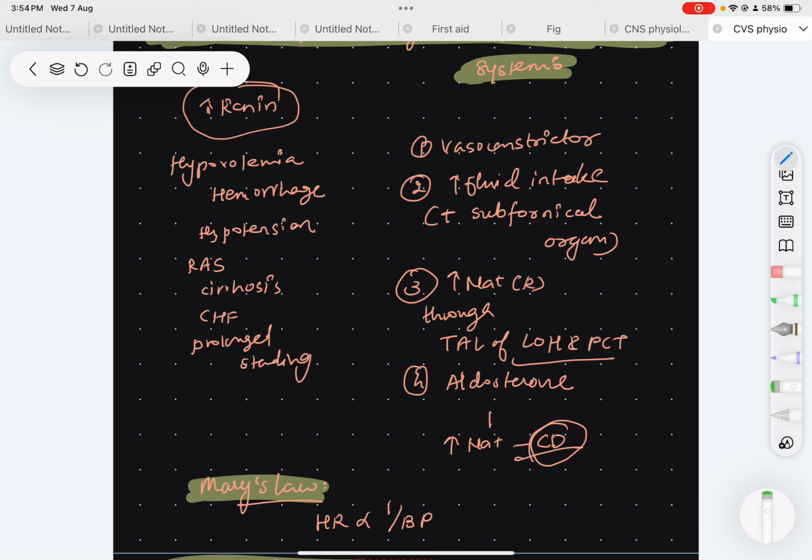Congestive heart failure, the heart is not working properly, so cardiogenic shock will be there. Prolonged standing, and renal artery stenosis, in which the kidney is not getting blood, that's why it will cause increase in the renin system. So all these factors will cause the renin to be stimulated, so renin stimulation will be there.